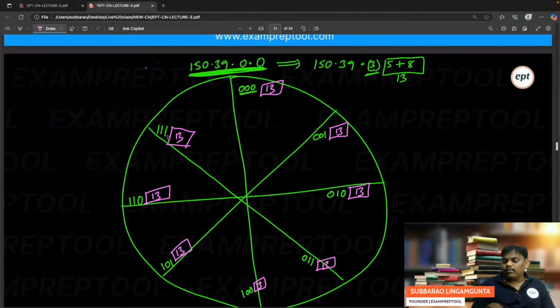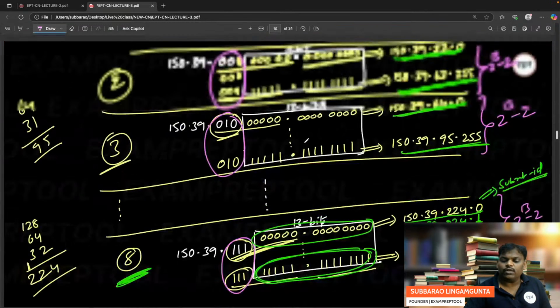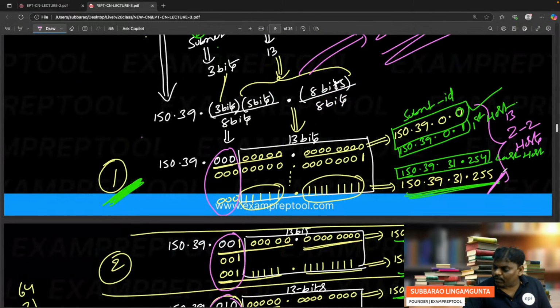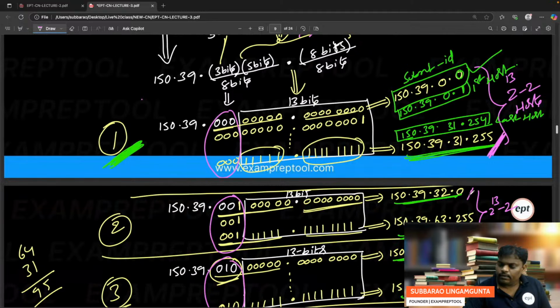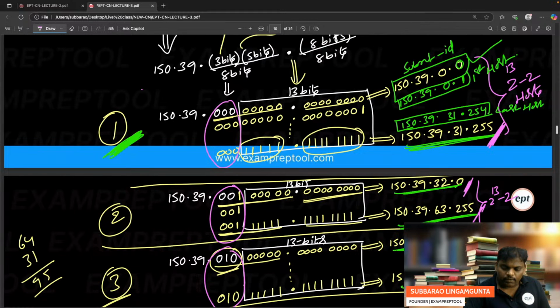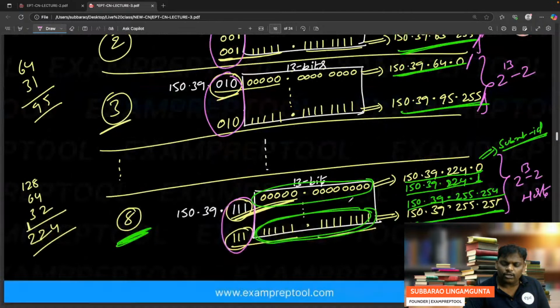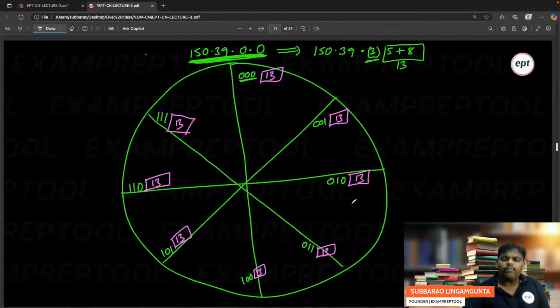Like that, so all will be continuous. See this one, here also continuous. All are continuous. Wherever the previous one is ending, the next one will start from the next address, ending plus 1. This one is ending here, plus 1 will be here. So like that, just keep on going. All are continuous. You can write it in circle format also.